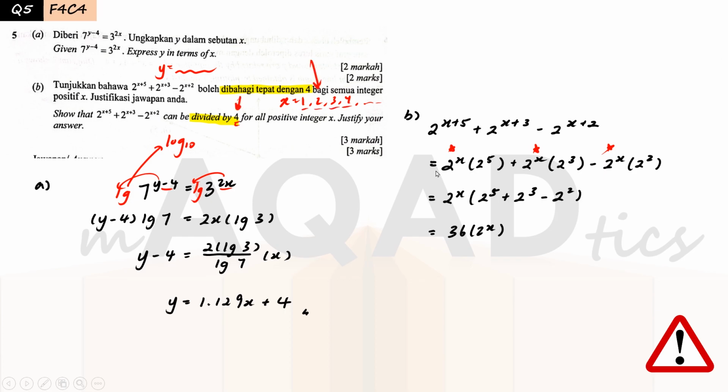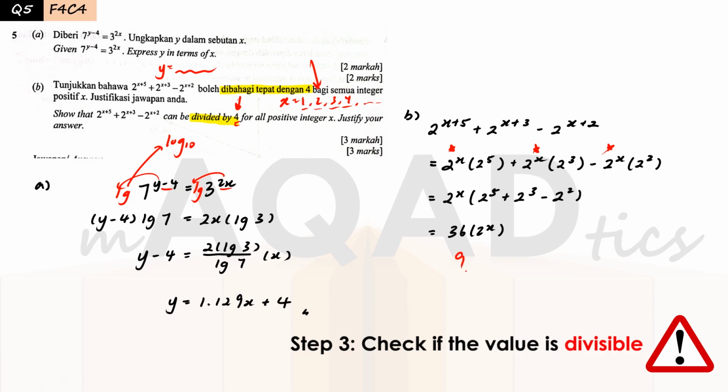So the most crucial part is to check whether this value can be divided by the value here. Okay? Because if I can prove this value can be divided, it means this expression and the original expression can be divided by that value as well. Okay, so let us check. So 36 divided by 4 will be 9, right? So there's no remainder. This means 36 is divisible by 4. Okay, which also means both of these expressions can be divided by 4.